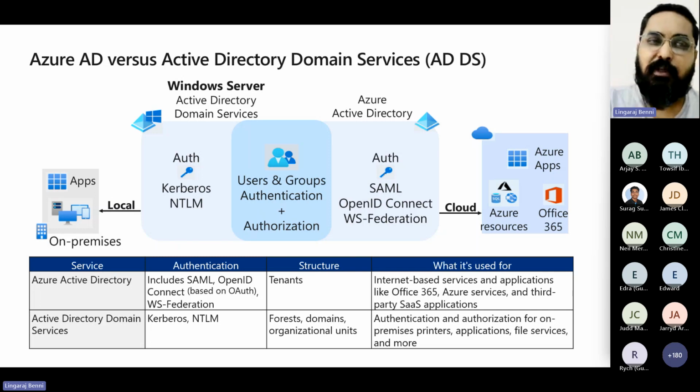In traditional AD, your authentication happens using Kerberos and NTLM, plus you had users and groups, authentication and authorizations, correct? Plus you have your domain controllers, domain join, group policies, right? Those were what you had earlier. Now with Azure Active Directory, for users, groups, authentication and authorizations, you're going to get SAML, OpenID Connect, and WS-Federation. That federation really works with your Azure applications, Office 365, and Azure resources.